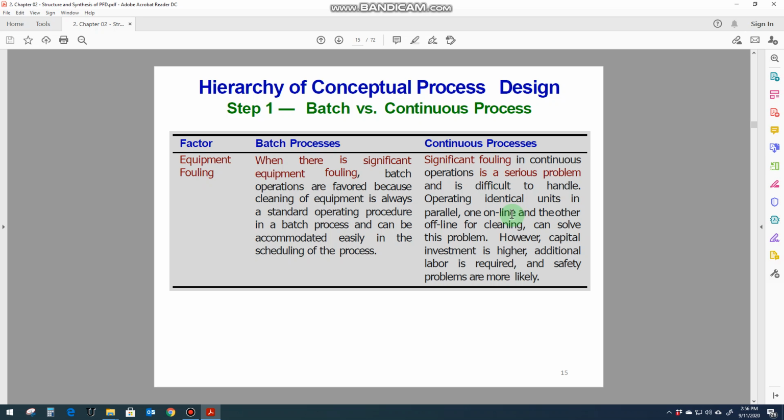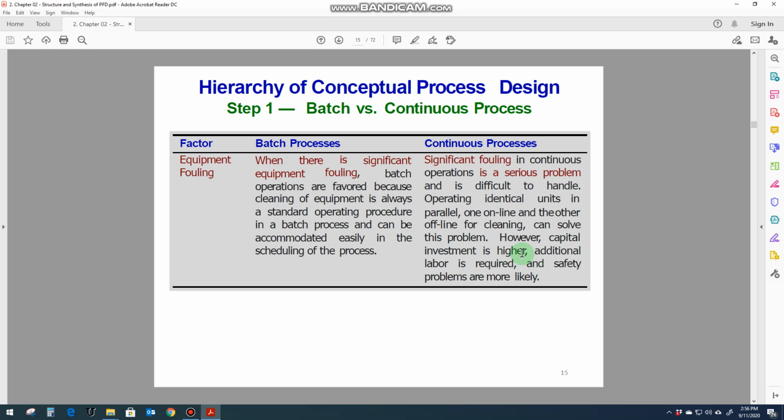As we want to have a continuous process, we have to increase the number of parallel units on the same line to avoid any shutdown of the plant. We have to operate the plant continuously. We cannot stop the plant. In that case, we have to put several parallel units on the same line.